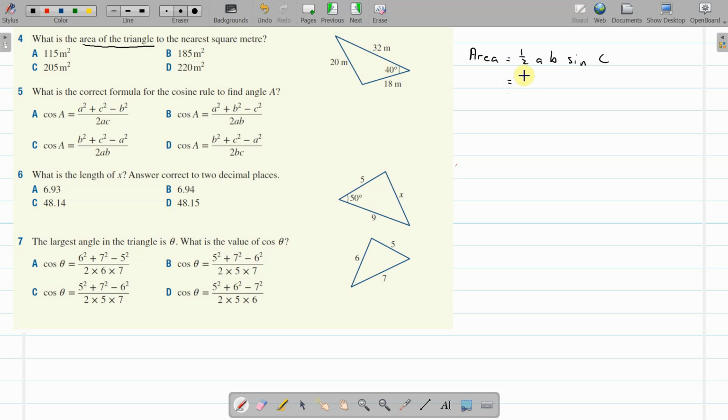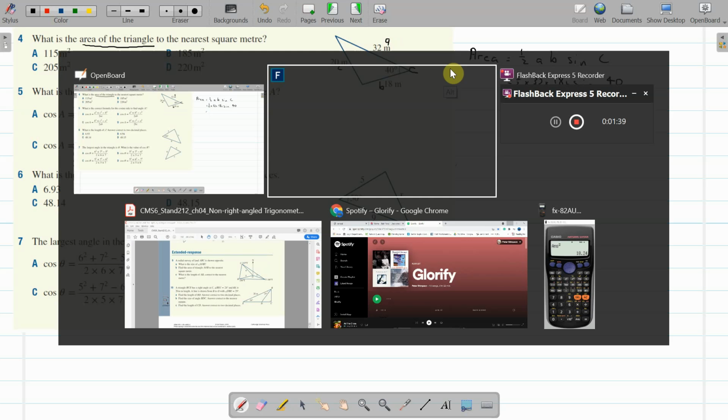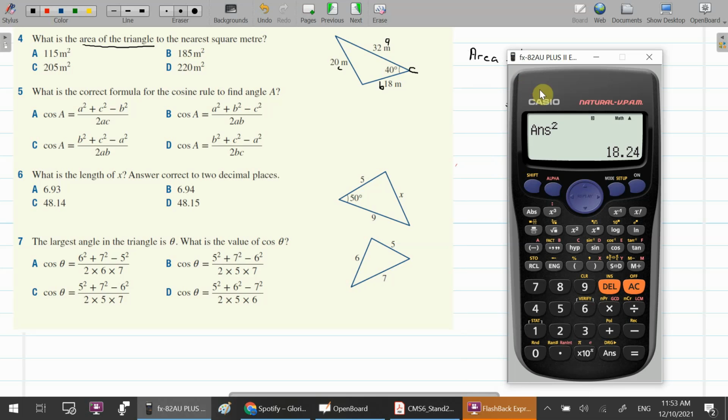Let's see, we've got an angle, so I can put that in. The sine of 40. Now, since that's angle C, that is side C, which makes this side A and that one side B. So we can plug in the values. Half times 32 times 18 times the sine of 40. That'll give us the area of this triangle.